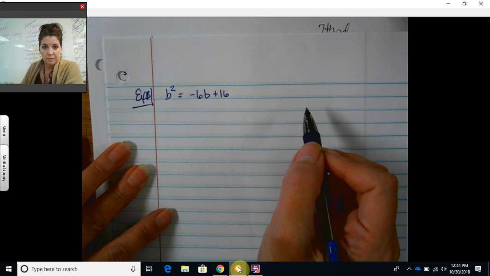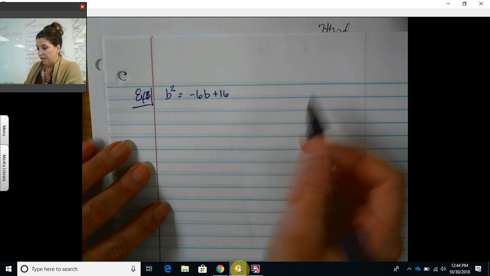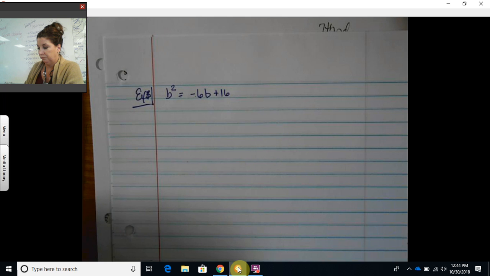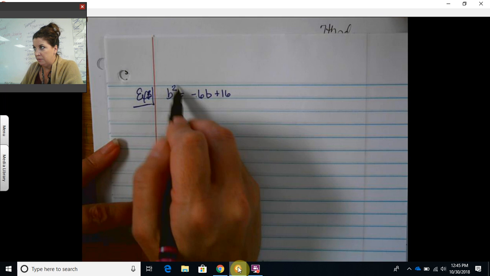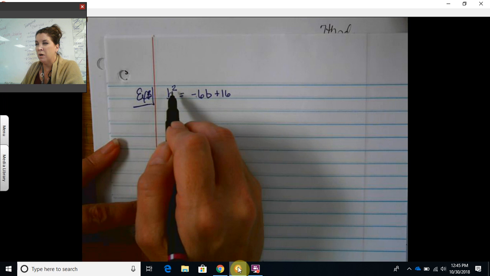So if you go back and look at your notes, the first thing you do is get it set equal to 0 and in standard form if it's not already. So is this set equal to 0 and in standard form? No. Now it would be easiest just to move the b squared over to the right, but b squared is going to be our leading term because it has the highest exponent. So we want it to stay positive. Okay, you don't want it to turn negative.